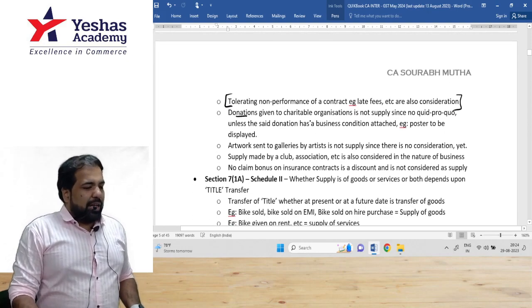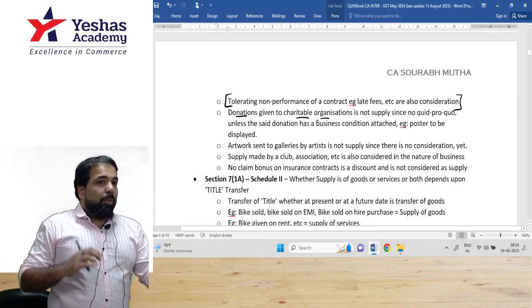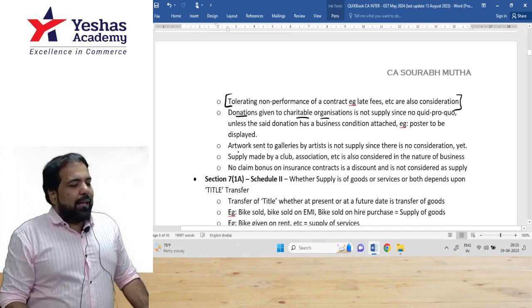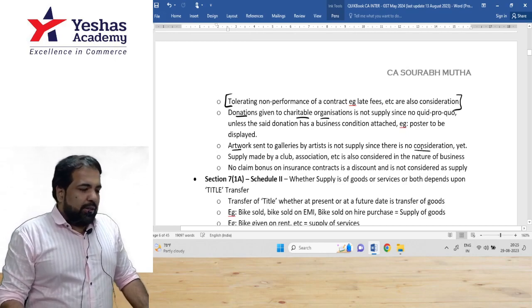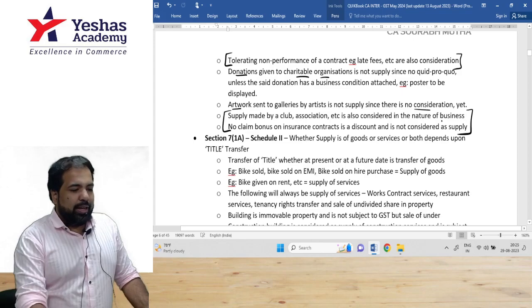Guys, can you donate to a charitable organization? If it's a pure donation, then no quid pro quo. But if you put your company's name, etc., then quid pro quo. And guys, any artworks sent to an exhibition, no consideration. Guys, we'll be studying this ahead. Now we move to the next one.